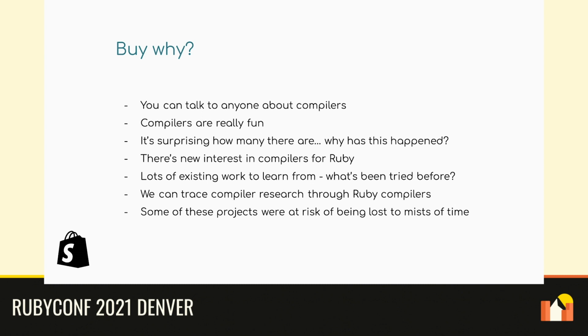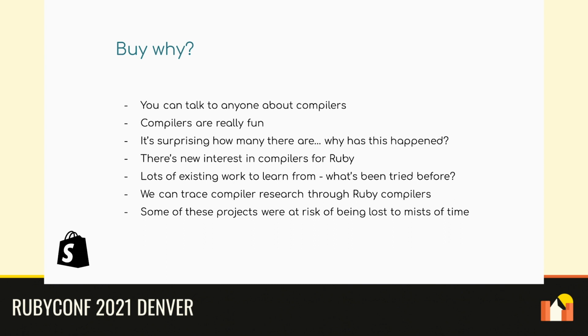And compilers are just really fun. They may seem like a deeply technical topic, but they're conceptually fairly simple. They take a file as input, they do something internally, and they produce a file as output. So that means I think they're fun and easy to work with and easy to understand and to experiment with. And it's surprising how many there are for Ruby. Why has this happened? Why have we managed to get such a huge number of compilers for Ruby? Is there anything special about Ruby that's caused that?